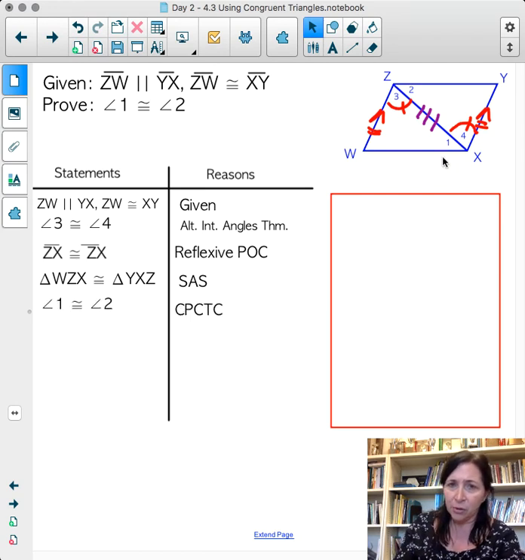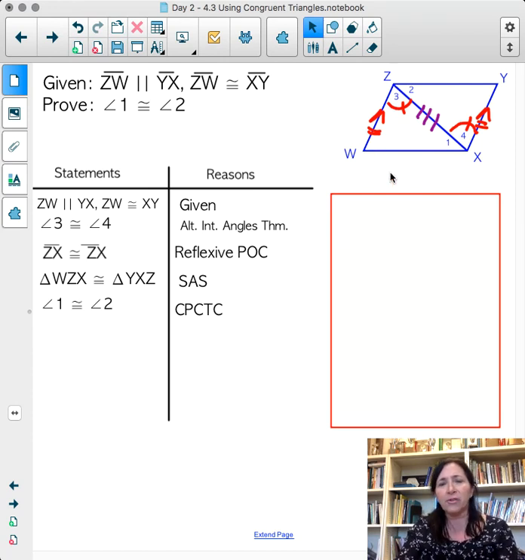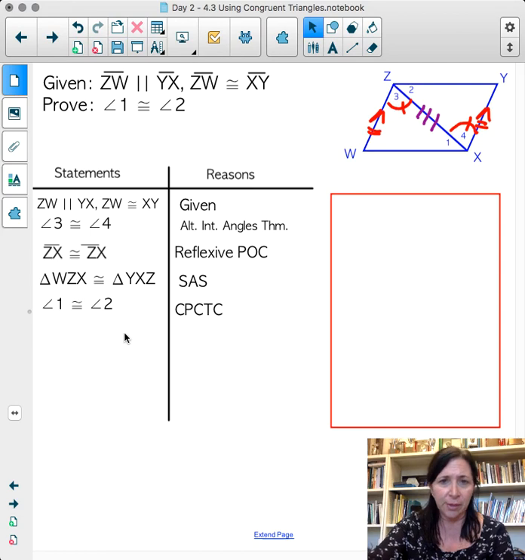I can say one's congruent to 2. I could say ZY is congruent to WX. I could say any of the parts are congruent, but because this is what I'm trying to prove, that's done. Corresponding parts of congruent triangles are congruent.